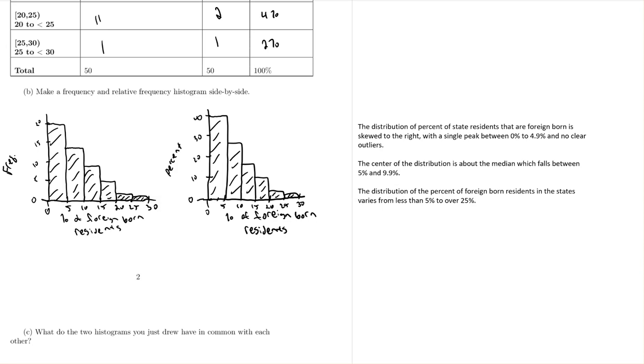So I've tackled shape and outliers and unusual features there. The center of the distribution is about the median, which is going to fall somewhere between 5 and 9.9%. You can roughly figure out what bin the median is going to fall in, although just from the histogram, you're not going to be able to figure out what that number is. And you can also say the distribution of the percent of foreign-born residents of the states varies from less than 5% to over 25%. So again, you can discuss how spread out the data is. I can't give you the exact range just from the histogram, though. So I might write some sort of discussion like this.